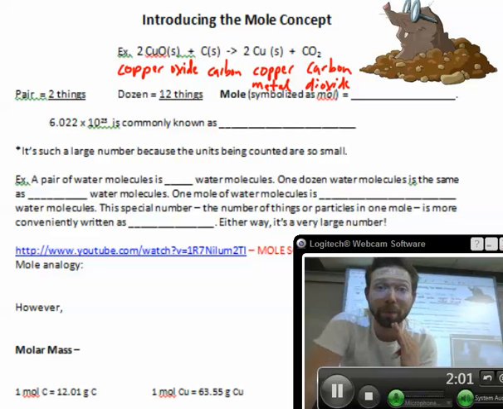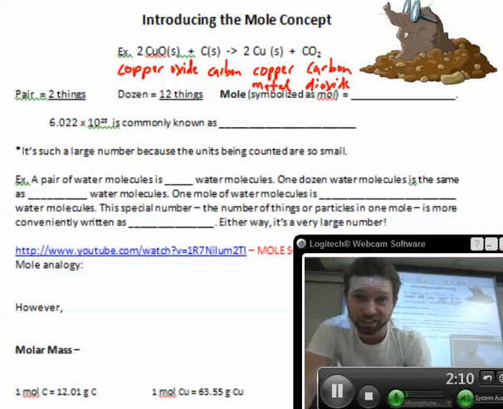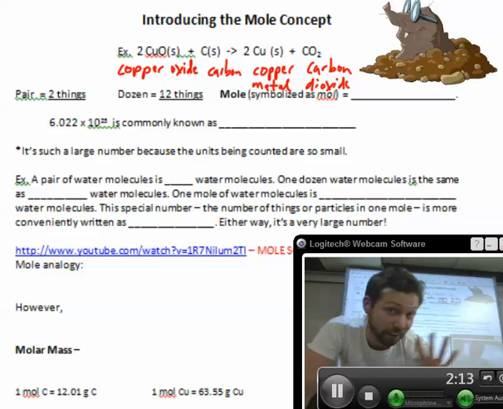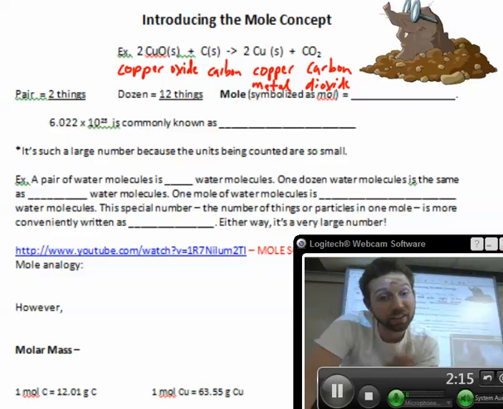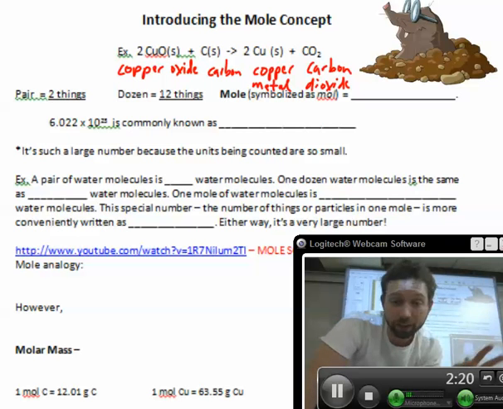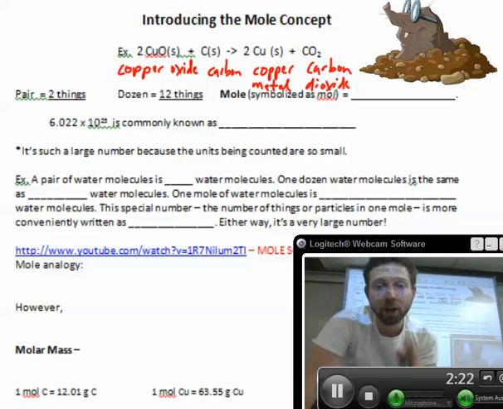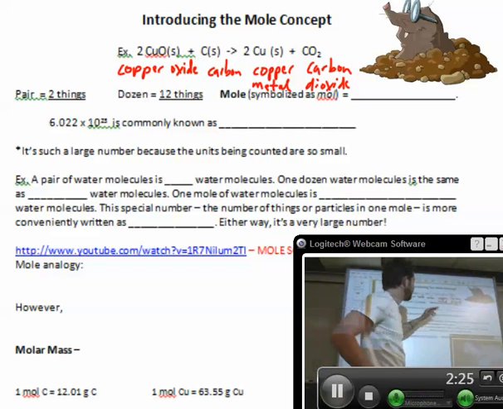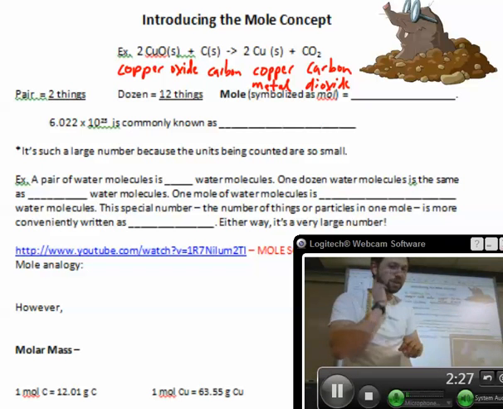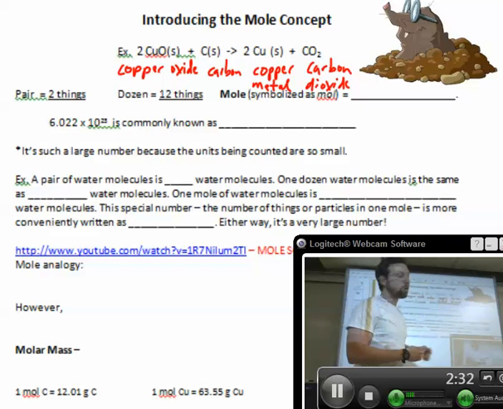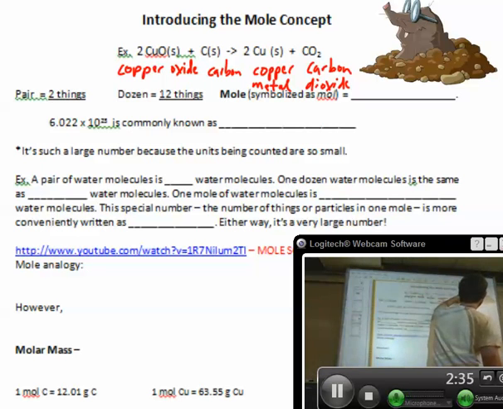So when I say the word pair, what do you think of? Usually you think of two of something, two things. A pair of desks, a pair of One Direction tickets, or Jets tickets, or Giants tickets, sorry. A dozen eggs, or a dozen cars in the parking lot, okay? A mole is symbolized as MOL. Don't ask me why they just decided to drop off the E. I don't know, okay?